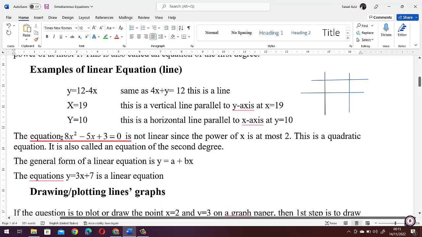If you see here that the equation 8x square minus 5x plus 3 equal to 0 is not linear. Why is it not linear? Because x has power 2.